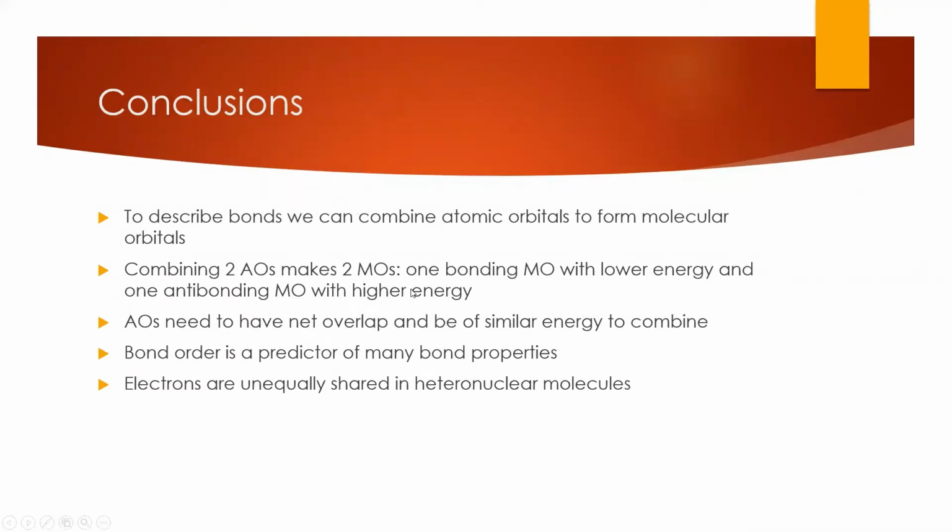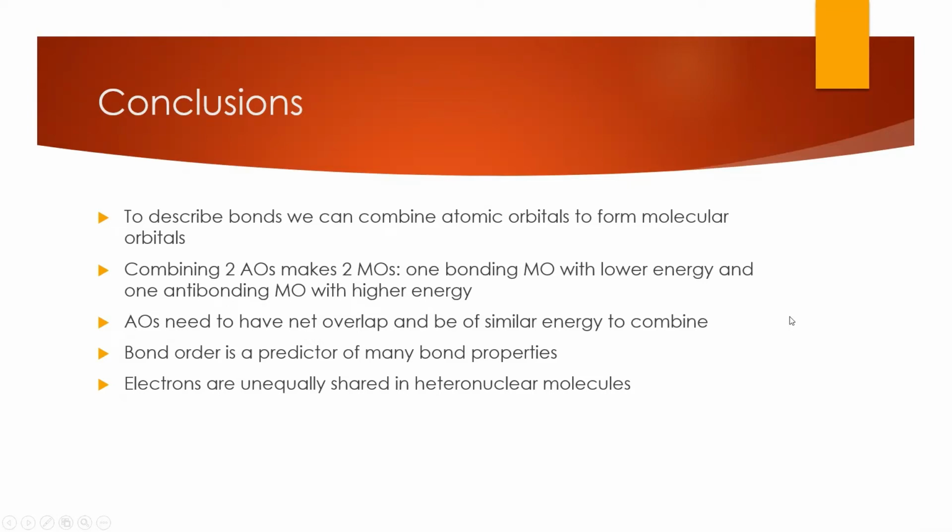Our conclusions are that we can combine atomic orbitals to form various molecular orbitals. It's essentially what we're doing in molecular orbital theory. When we combine two atomic orbitals, we always make two molecular orbitals. It's the same thing if we were to combine four atomic orbitals, say 2s and 2pz from two atoms, we would make four molecular orbitals. And we end up having bonding orbitals with lower energy and anti-bonding orbitals with higher energy.